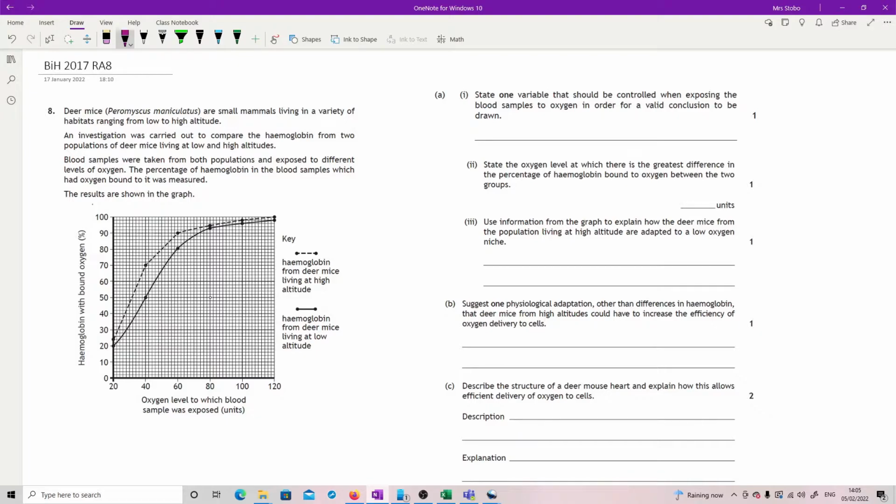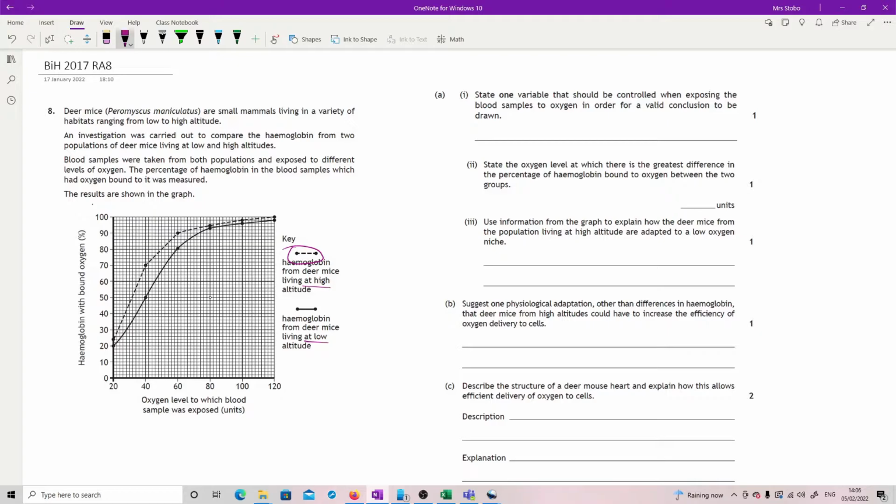Okay, so we've got a single axis graph, but we have two lines on it. For the dotted line, this is deer mice at high altitude, and the solid is at low. Okay, and then we've got the oxygen level to which they were exposed, and then we've got how much haemoglobin, as a percentage, bound to the oxygen.